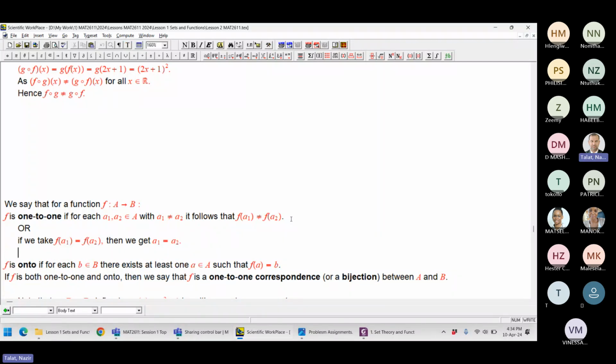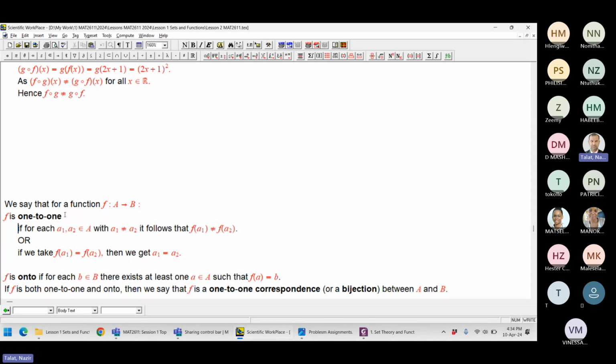So if the function satisfies either the first condition or the second condition, then we say that this function is 1-1. On the other hand, a function is said to be onto if for each entry from the B set, the range set, there exists at least one element a in A such that f of a is equal to b. It means in this case, the range set is equal to the codomain set of f. Both will be equal. If this has happened, then we say that such a function is onto.